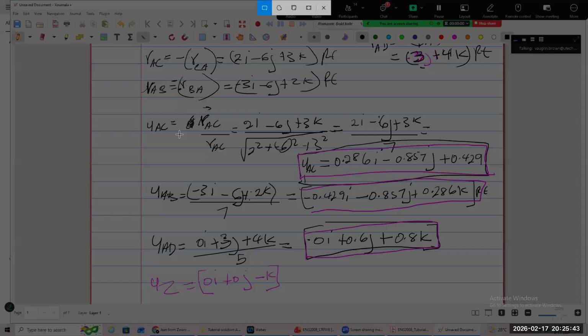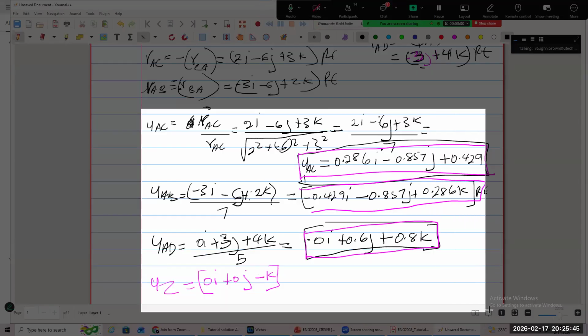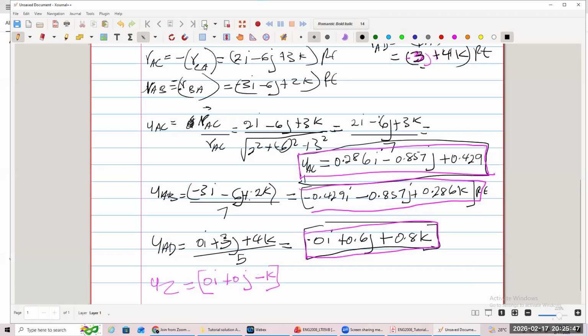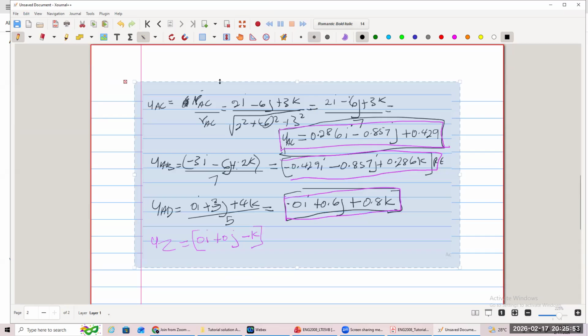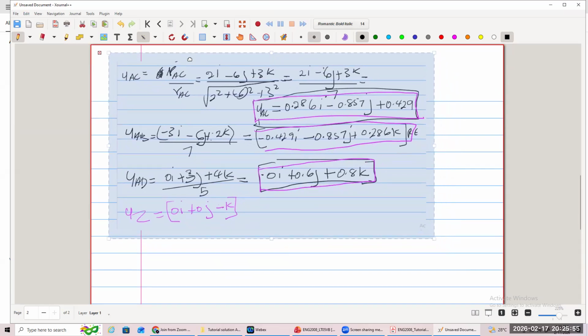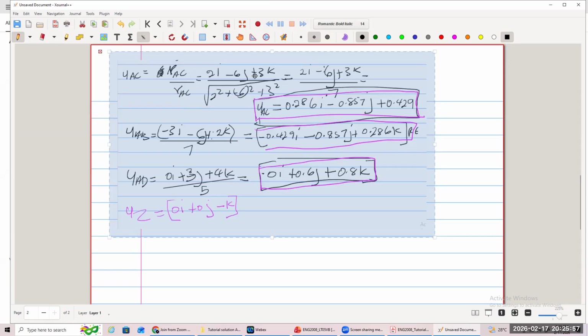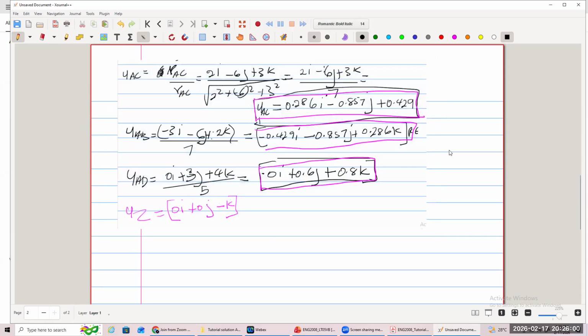We want a new page. We're going to paste it. So that is what we have, and we're going to formulate our expression for each line. We're going from A, going to those points.